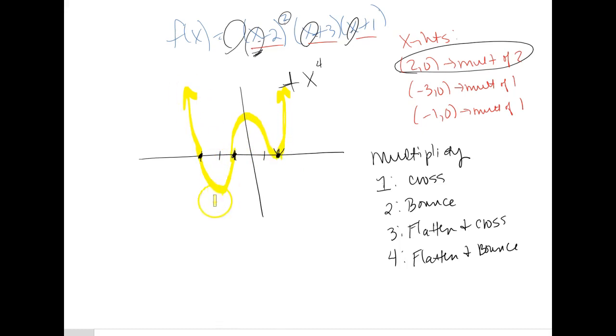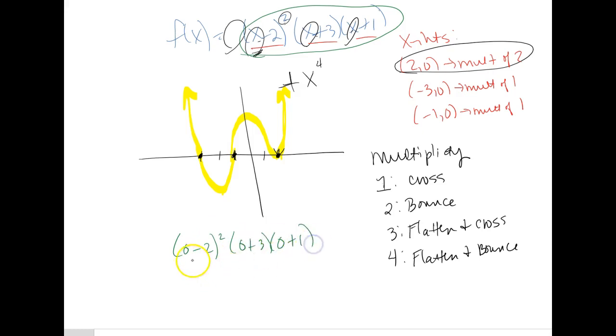Now, I don't know if I made that low enough. I don't know if I made that high enough. But once again, if I cared, I could plug in a 0 for all of these. 0 minus 2 squared, 0 plus 3, 0 plus 1, and I could do this math, which would be 4 times 3 times 1. So this is really supposed to cross way up here at 12. So to fix that, there we go. It would look something like that. All right, so that's kind of how you could graph one of these start to finish.